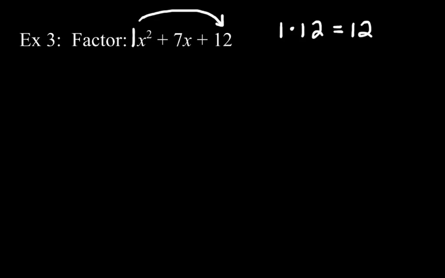Okay? So that's the first step. Then our next step says we're going to find factors of a times c. In this case, that's 12, that will add up to be b. So in this case, that's a 7.